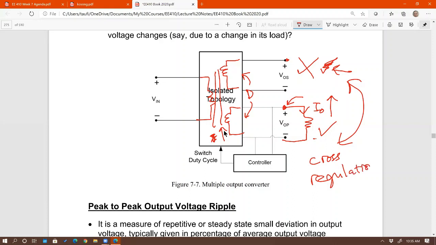Okay, so that's the type of problem you'll be coming across if you have multiple output voltages from the same input voltage. Any question on this?